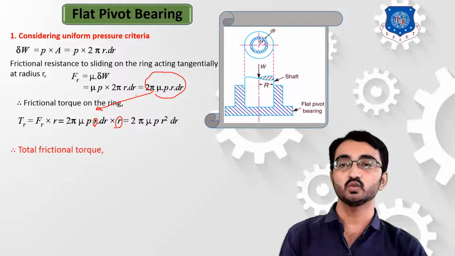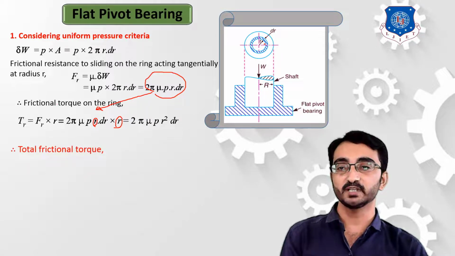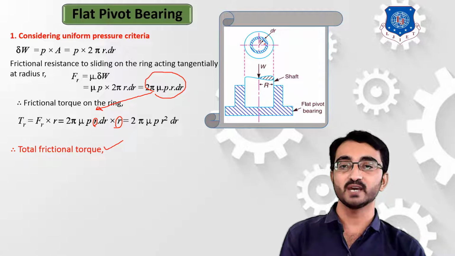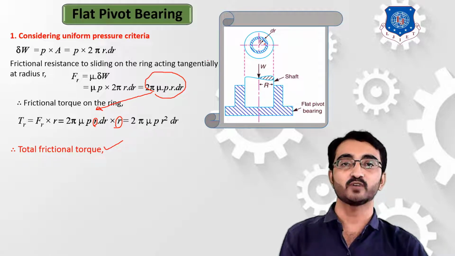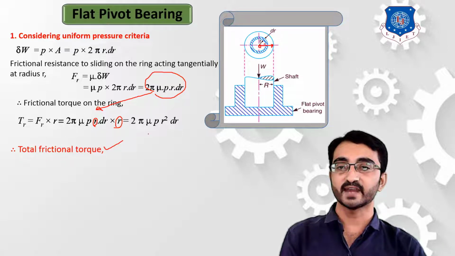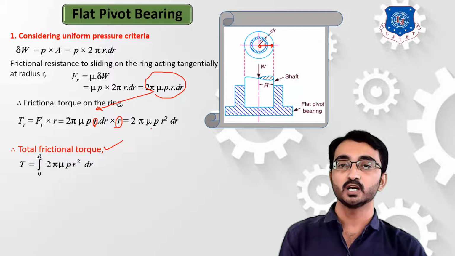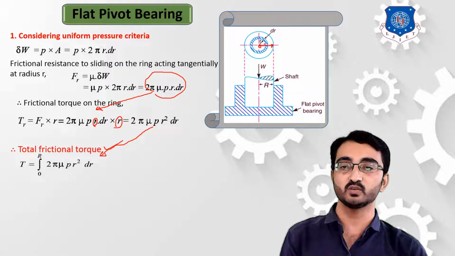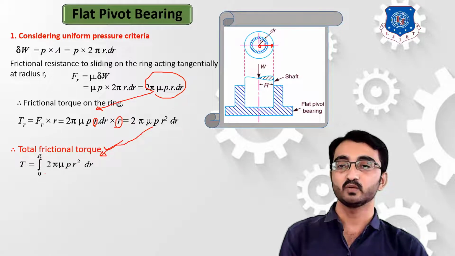Okay, so now to derive the equation for total friction, we have to consider the integration for the entire surface. So it will be integrated from the center to the radius capital R. Your final equation will become torque is equal to the integration from 0 to R of 2 pi mu P r square dr. We are simply putting this equation over here and integrating with limits of 0 to radius R.